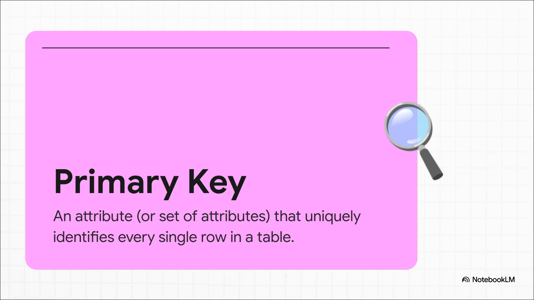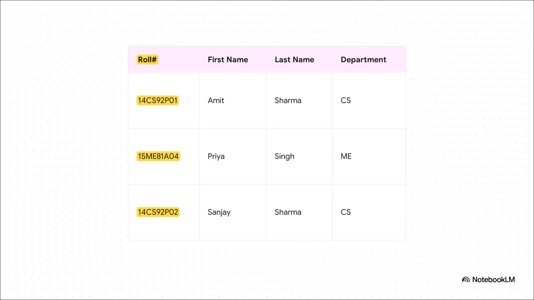It's a perfect, one-of-a-kind identifier. So in our students table, the roll number is the absolute perfect choice for a primary key, right? Because even if we have 100 students named Sanjay Sharma, every single one of them will have a totally unique roll number. So the main takeaway is, if you know the roll number, you know with 100% certainty that you're looking at exactly one student.